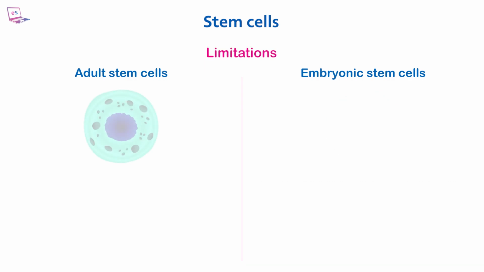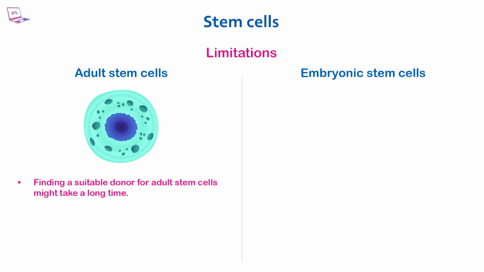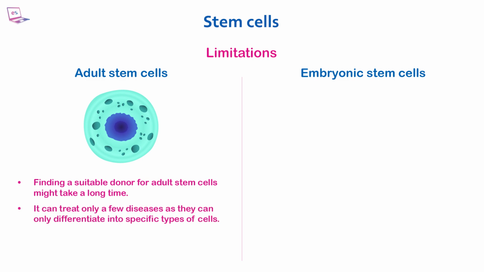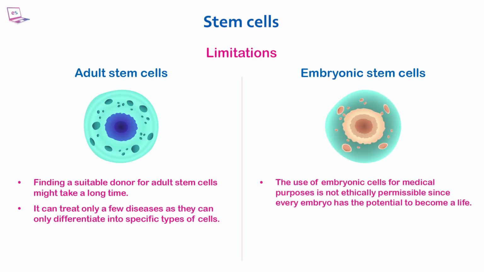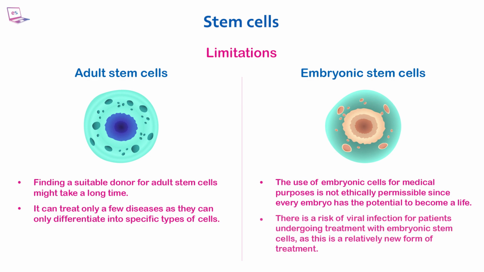Limitations. There are some limitations in adult stem cells. Finding a suitable donor for adult stem cells might take a long time. It can treat only a few diseases, as they can only differentiate into specific types of cells. Likewise, embryonic stem cells do have some limitations. The use of embryonic cells for medical purposes is not ethically permissible since every embryo has the potential to become alive. There is a risk of viral infection for patients undergoing treatment with embryonic stem cells, as this is a relatively new form of treatment.